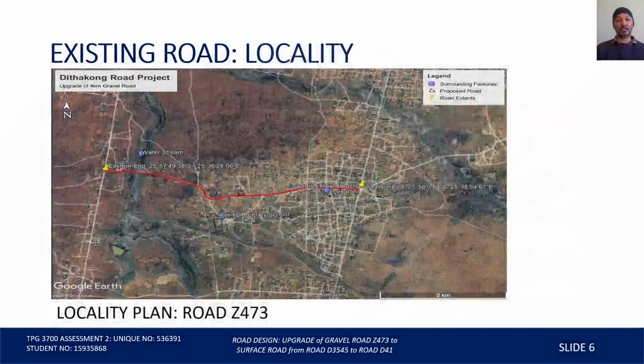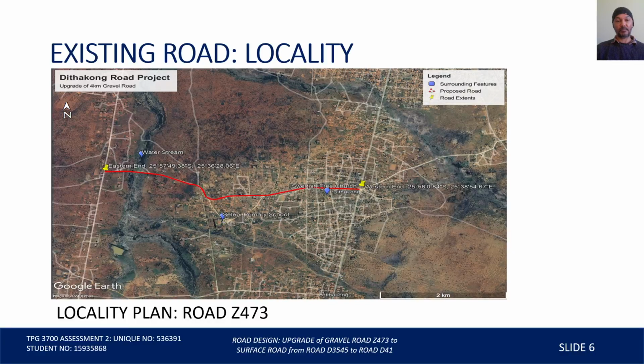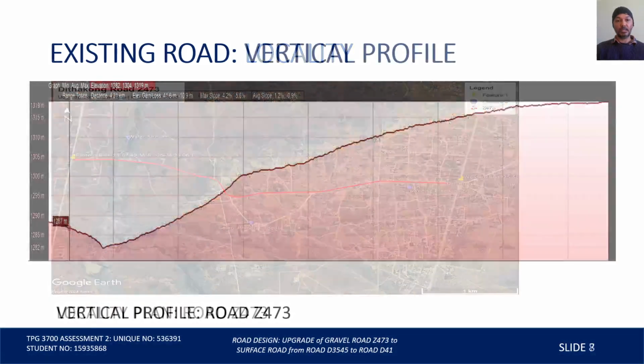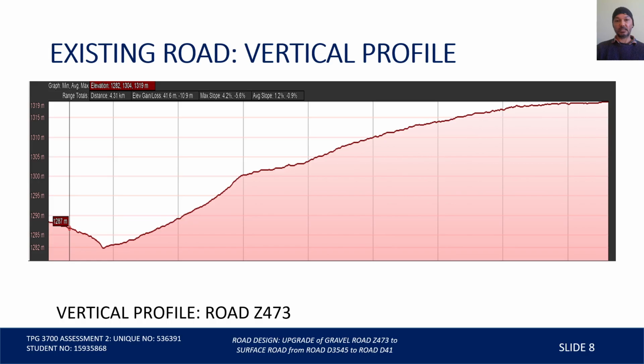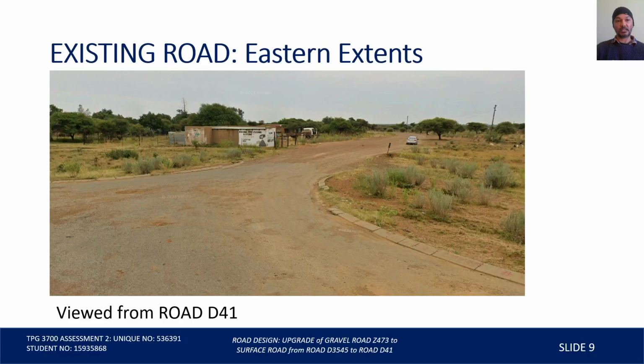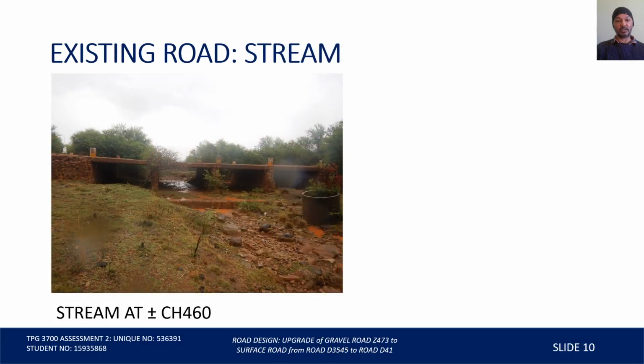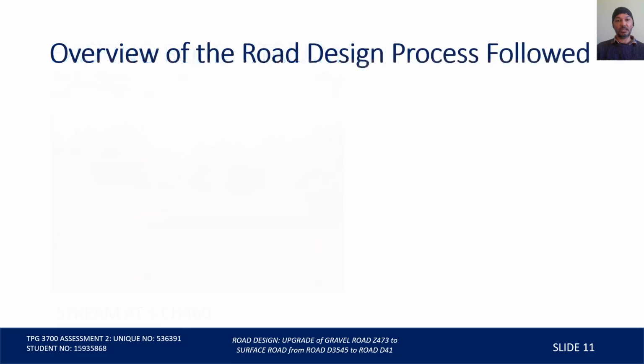road reserve. There is a Google map image showing the locality of the road, which shows the eastern and western extremes of the road. There's a water stream, and it shows the primary school and the location of the church. That is the existing profile of the gravel road. There's a snap again with Google Earth viewed from Road 41. That is the stream which the existing road traverses or crosses.